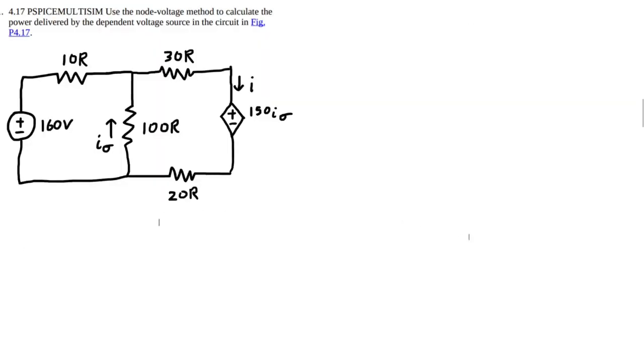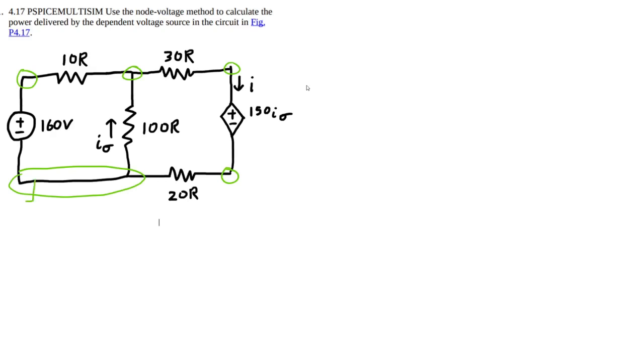For problem 4.17, the task is to find the power supplied by the dependent source right over here. Now this circuit is going to be the first time where we have to introduce a concept called a supernode for nodal analysis. I'll explain what that means in a moment. Number one thing we're going to do is label our nodes, or identify the nodes. Then I'm going to label them.